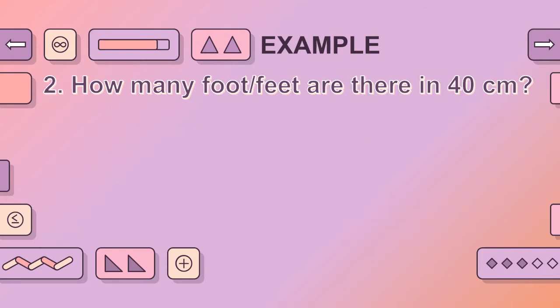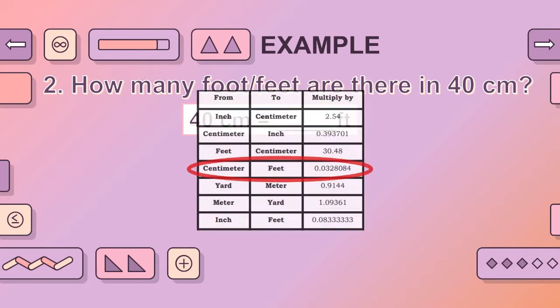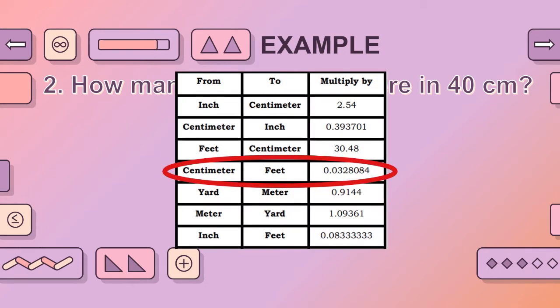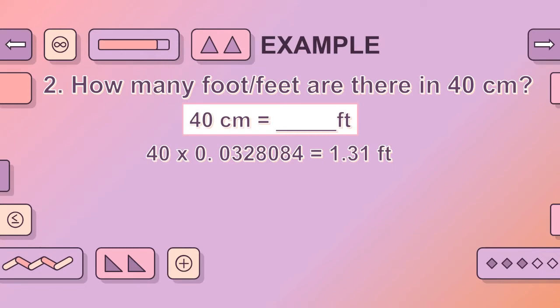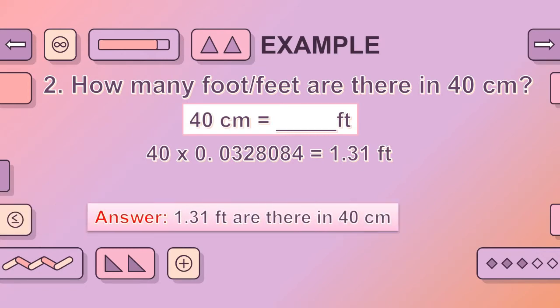Number 2. How many feet are there in 40 centimeters? Or 40 centimeters is equal to blank feet. From our conversion guide, from centimeter to feet, we need to multiply by 0.0328084. And the answer is 1.31 feet. Therefore, 1.31 feet are there in 40 centimeters.